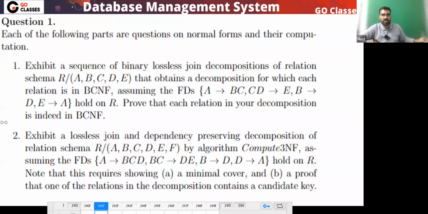Okay, let's see this question quickly. Yes, this is what I'm saying. Every relation you can break into a lossless BCNF decomposition. That is always possible.